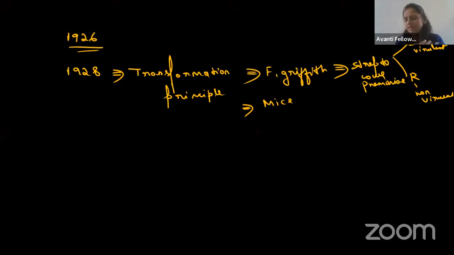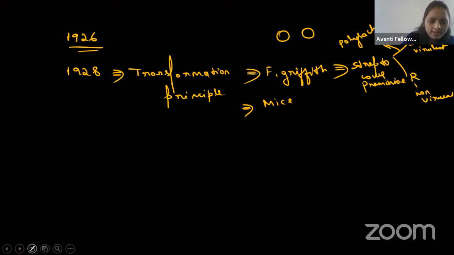Why is the S strain virulent? Can anyone tell me, guys? Why is the S strain virulent whereas the R strain is non-virulent? Because of the polysaccharide coat, right? This is the S strain bacteria, and this is the R strain bacteria.